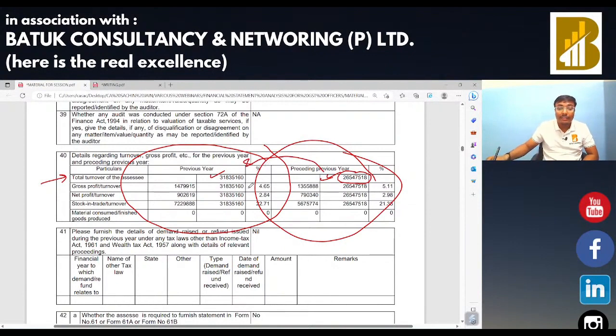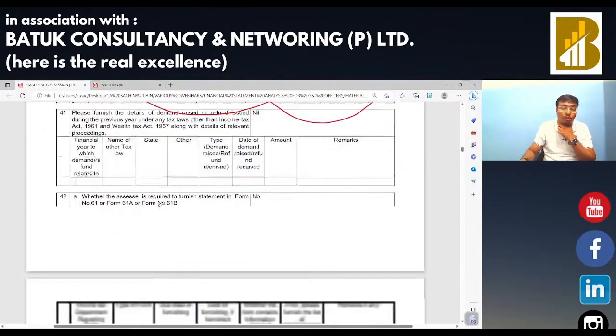We can also analyze the gross profit, the net profit and the stock. Gross profit and net profit may not be the most specific point for us, but from the analysis point of view the turnover and the stock are important for us. We need to see whether there has been a huge movement in stock or a huge movement in sales. We can check the same from 3CD point number 40. Okay, sir. So 3 to 4 points are relevant for us regarding the 3CD, the qualification observation point also.